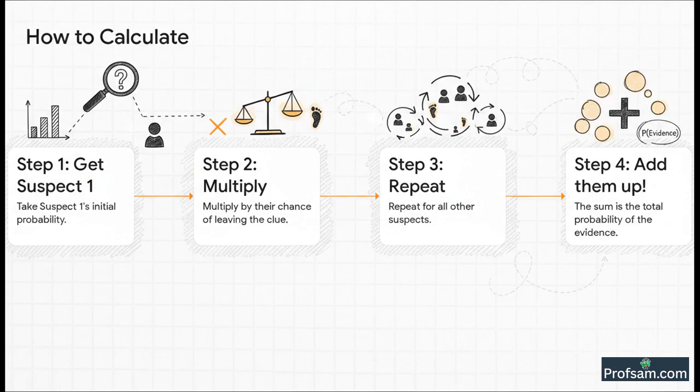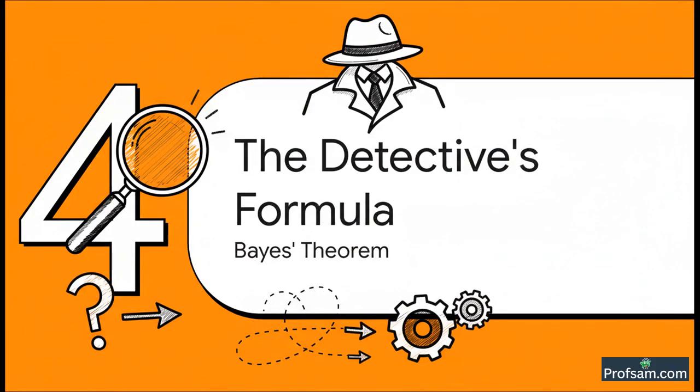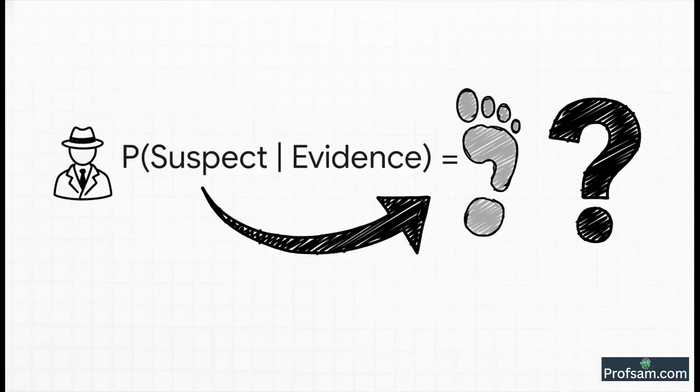It is that straightforward. All right, the moment we've all been waiting for. It is time to reveal the master tool, the secret formula that every probability detective uses to crack the case and find the true cause. This right here, this is the question we want to answer. What is the probability of a specific suspect, given that we have already found the evidence? How on earth do we calculate this reverse probability?